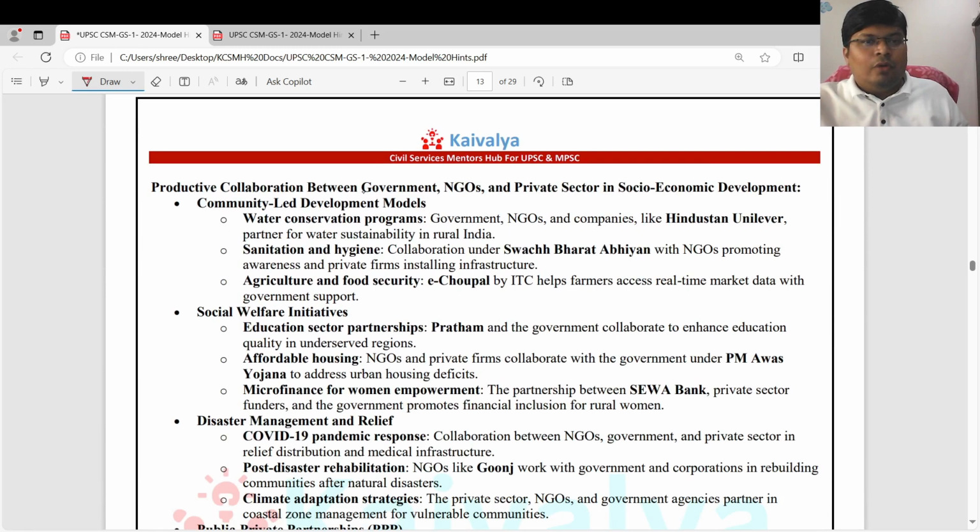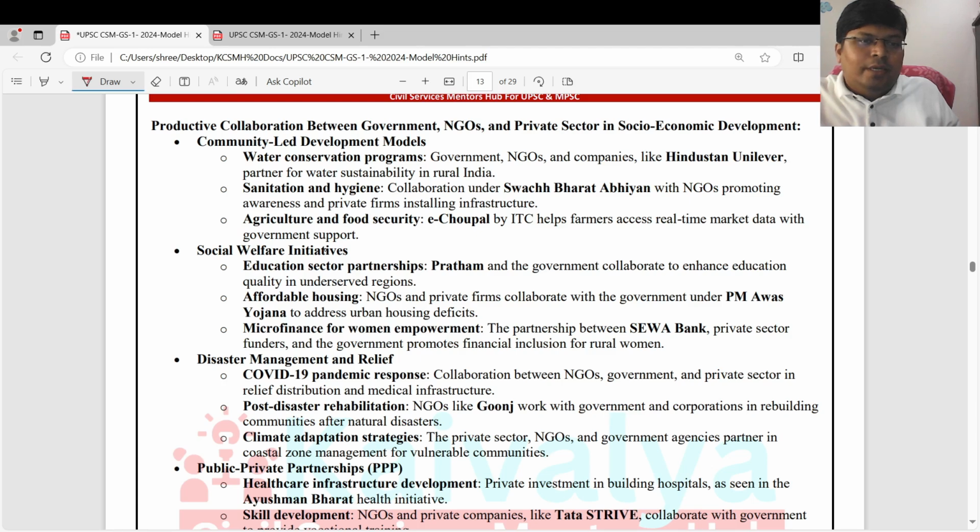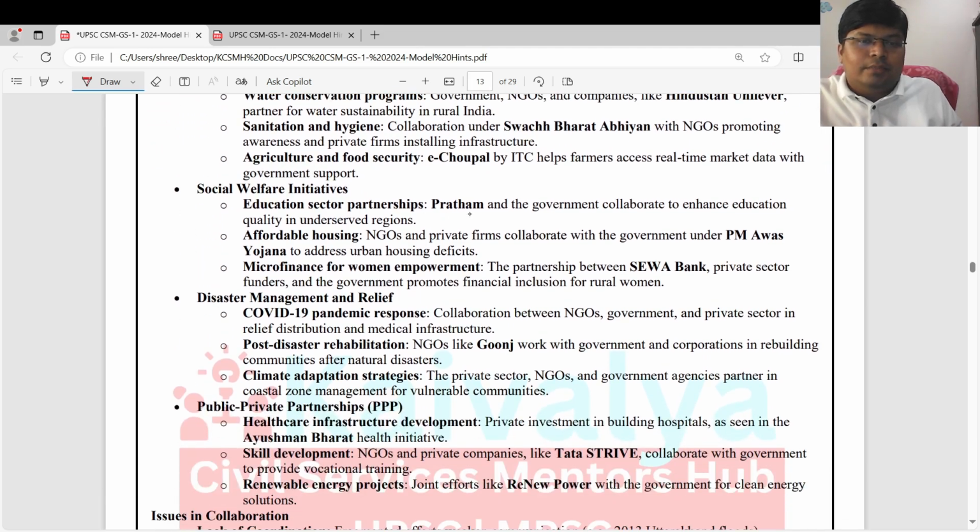Then productive collaboration between government, NGOs, and private sector in socio-economic development. Then community development, community-led development, where the NGOs, government, and private sector work together. Then Swachh Bharat Abhiyan, Hindustan Unilever partnering for water sustainability in rural areas. Then e-Choupal, supported by ITC Limited, where farmers benefit by getting real-time information and data, so that it helps them get access to the market and social welfare initiatives.